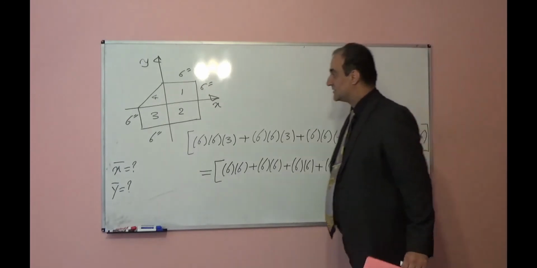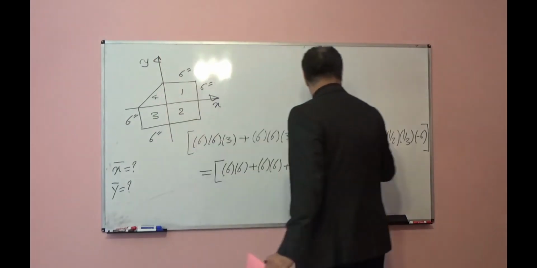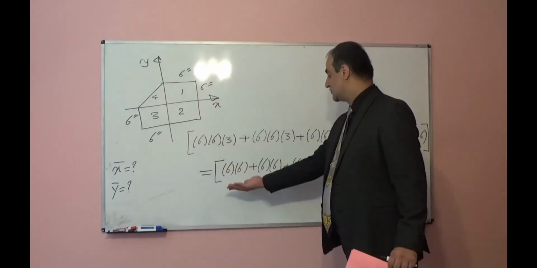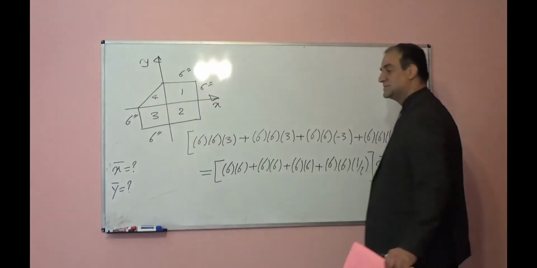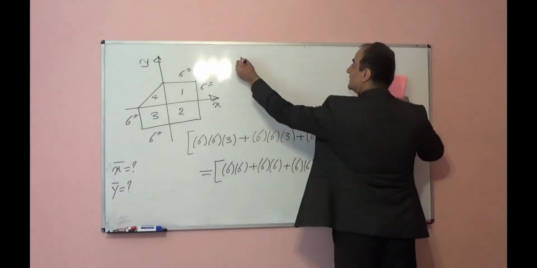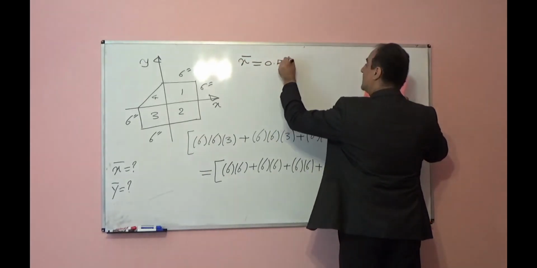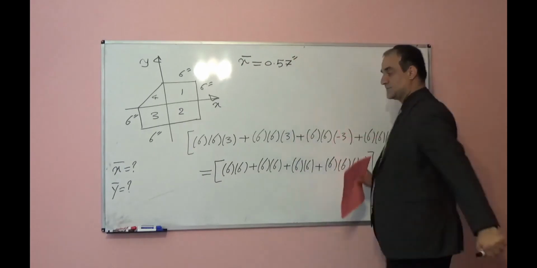So first I will take moment of area with respect to the y-axis. This moment of area is equal to total area times x bar. From here I will find x bar is equal to 0.57 inch.